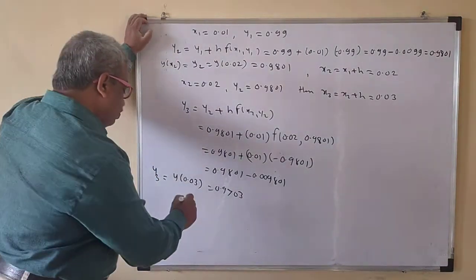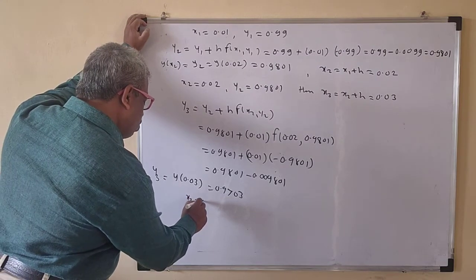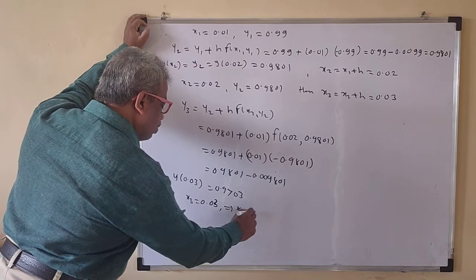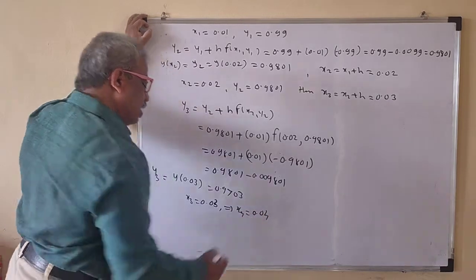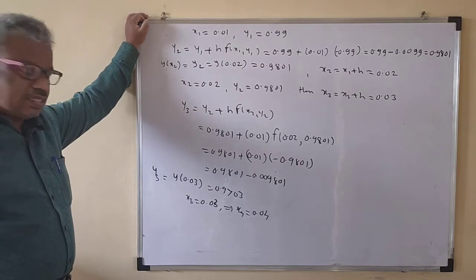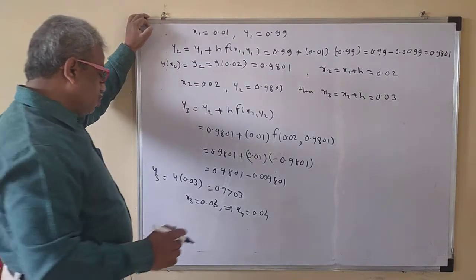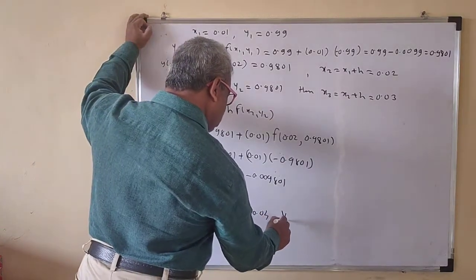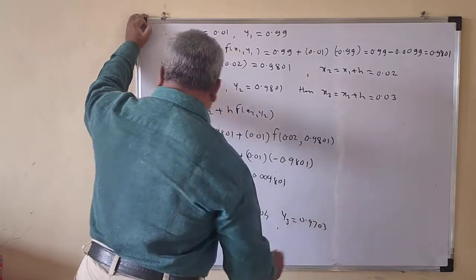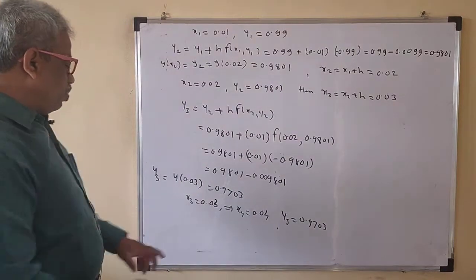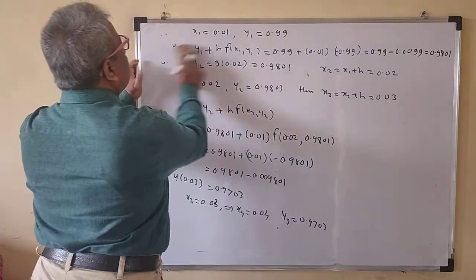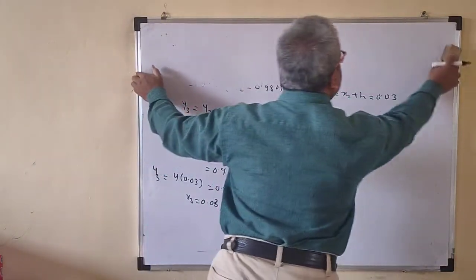Now your x3 is 0.03, therefore x4 is equal to 0.04. Now we will write directly. You just have to go on adding 0.01, you will get x1, x2, x3 and so on. Your y3 is 0.9703. So you have to find y4, which means y of 0.04, and then your problem will be over.